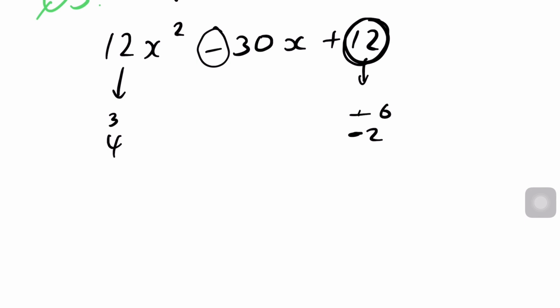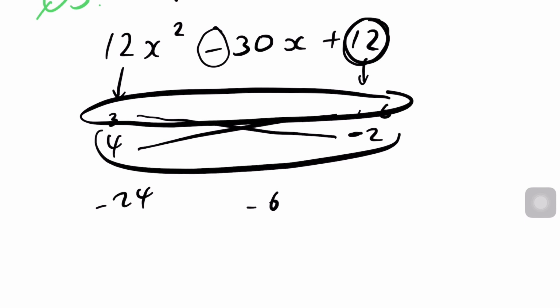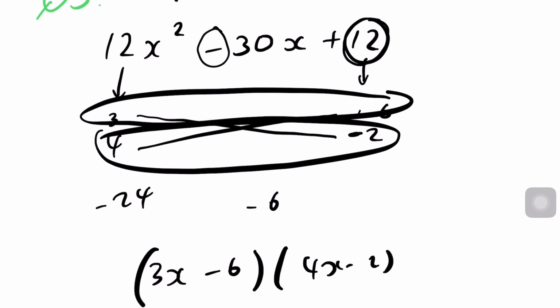Sorry, apologies there. So then you can multiply minus 6 by 4 and then 3 by minus 2. So you get minus 24 and minus 6. That works. So we can just go ahead and call that our factor pair. So 3x minus 6 multiplied by 4x minus 2.